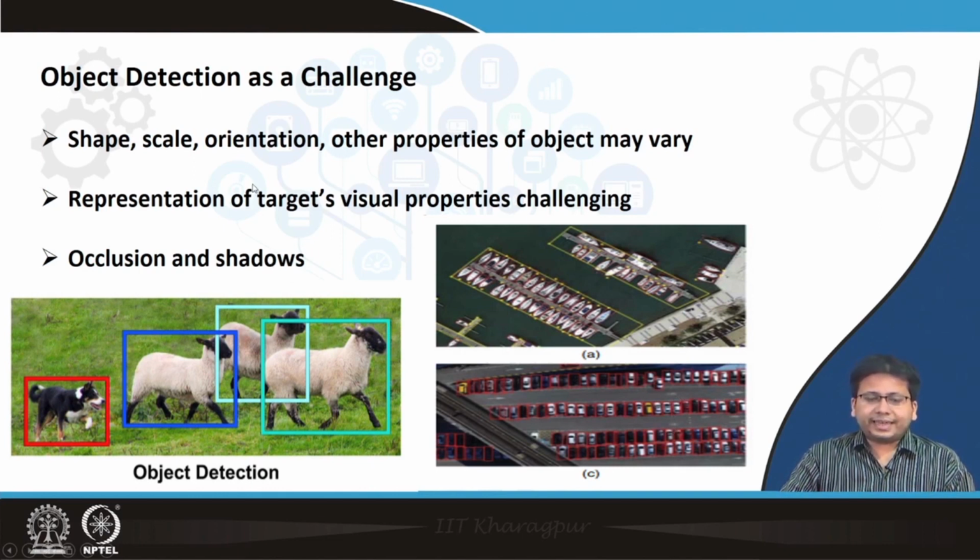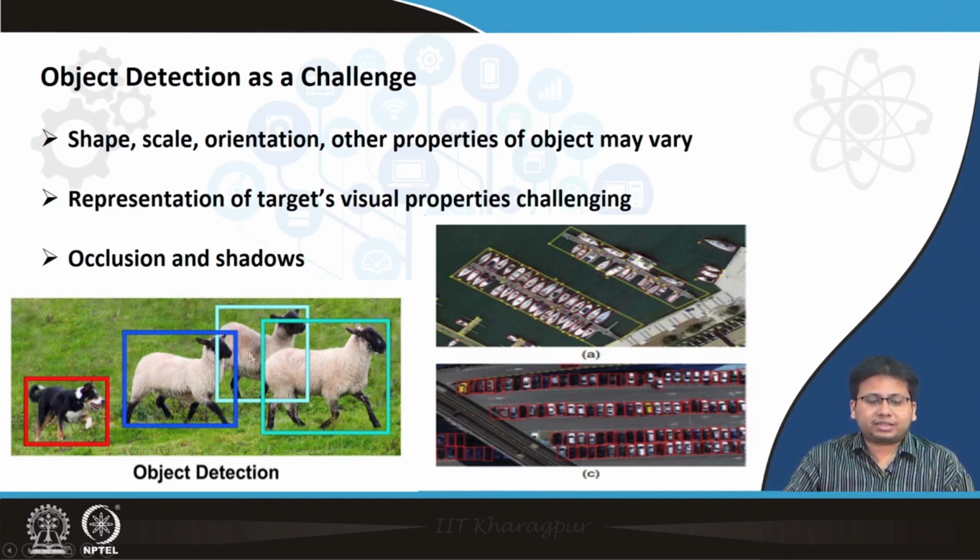So, in any object detection problem, the challenges are shape, scale, orientation and various other properties of the objects, which may vary from one image to another. Like in this case, we can see that the dog is here and its size is something like this, but in another image, that image may focus entirely on the dog. So, the whole image can be focused around the dog only, in which case its shape and scale will be very different. Or orientation.